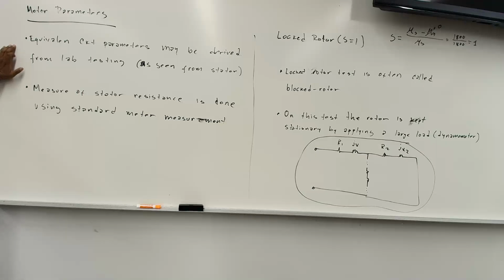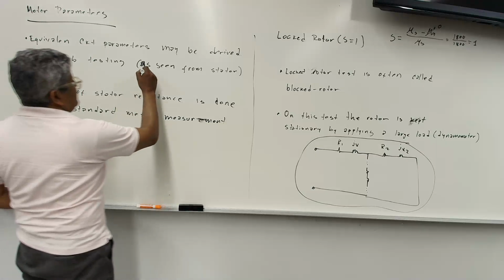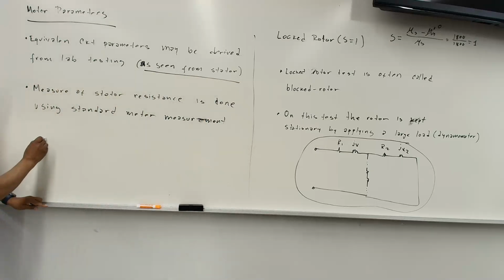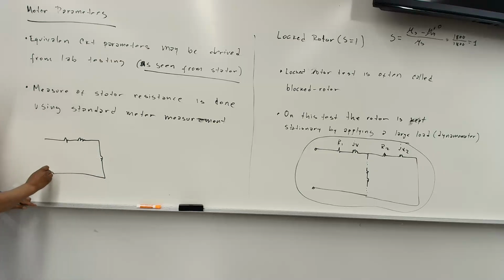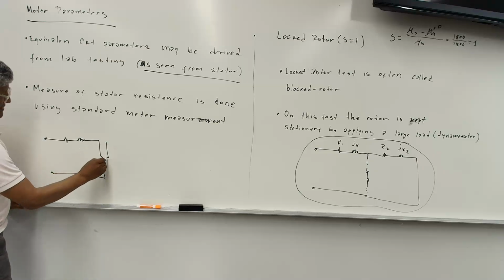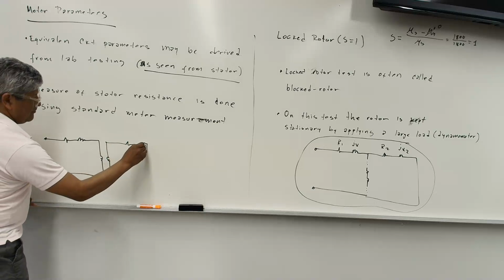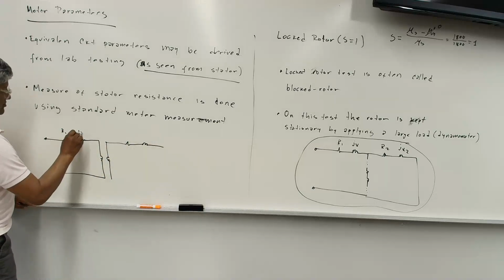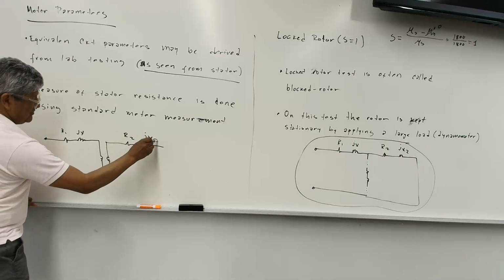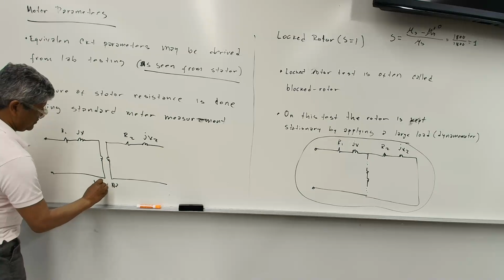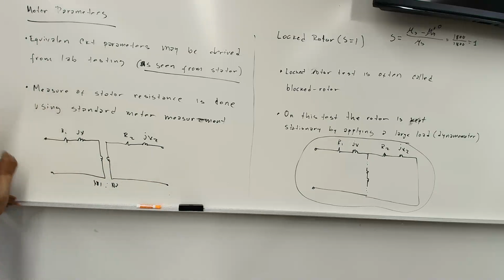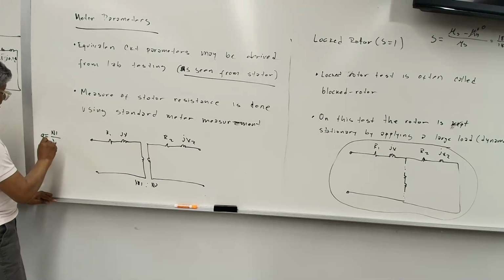So the goal once again is to get the equivalent circuit parameters from lab testing, and we say this is as seen from the stator. You guys remember when we were doing transformers, we had a transformer and it looked like this. This is R1, this is JX1, this is R2, this is JX2. This is N1, this is N2, and we call that the turns ratio, which is A, which was N1 over N2, right?